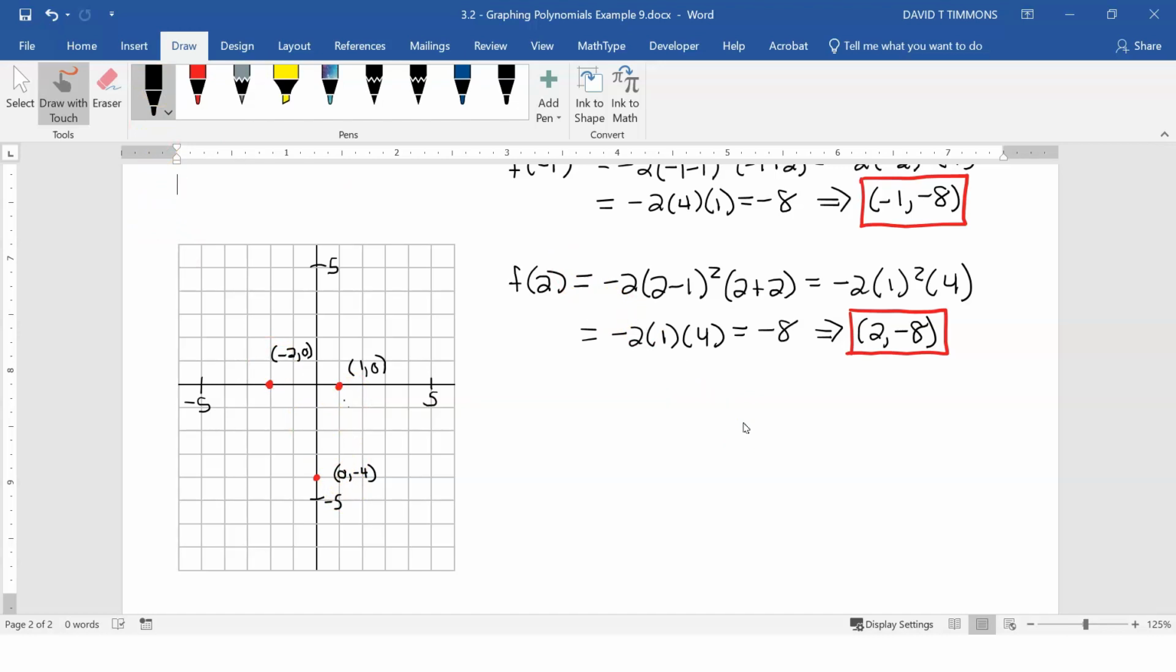So let me plot these points. This point here will be 2, minus 8. And then we have this other coordinate point, minus 1, minus 8. And the point minus 3, 32, I really can't plot to scale, but we can sort of just draw it here, and it will confirm the behavior of the graph. So again, this is what the graph will look like when we put all the pieces together.